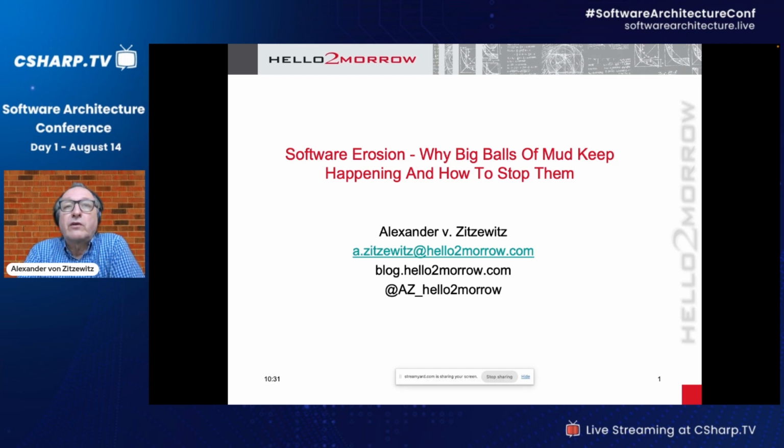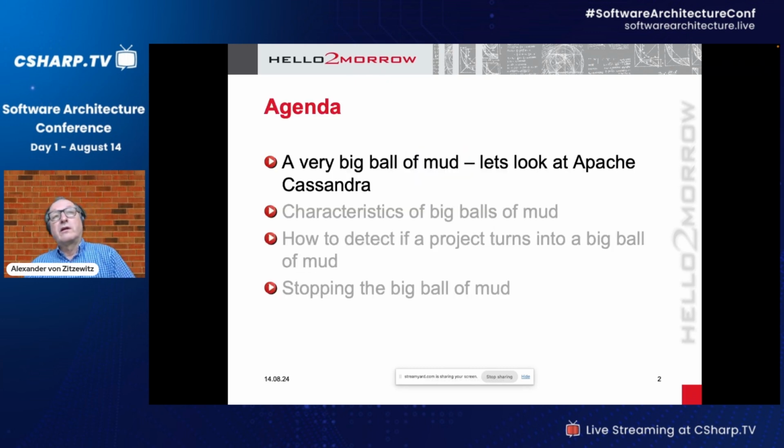It's not always fun. It's actually sometimes very dangerous to make changes, because it's hard to understand the consequences of those changes, because big balls of mud suffer from high coupling and other issues. We're going to go into details. First, we're going to talk about what a big ball of mud is, and we're going to look at a very nice example, an open source project called Apache Cassandra.